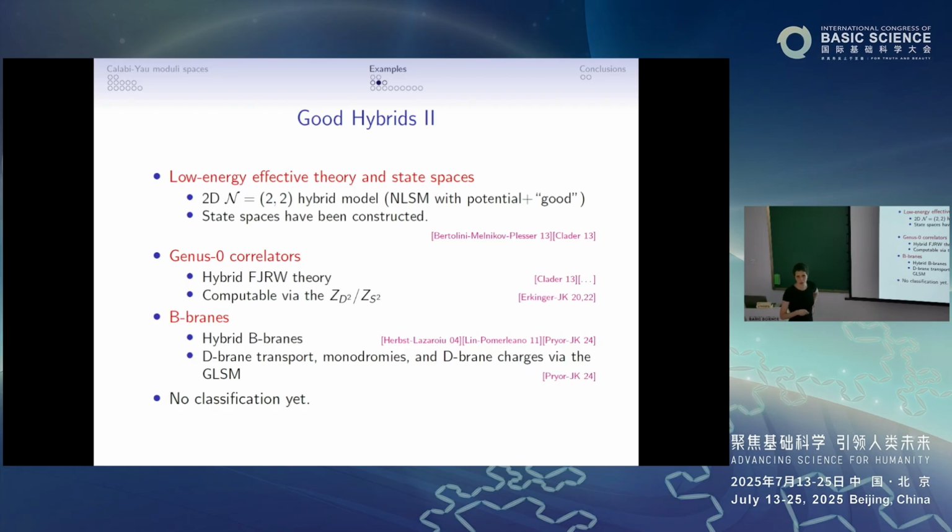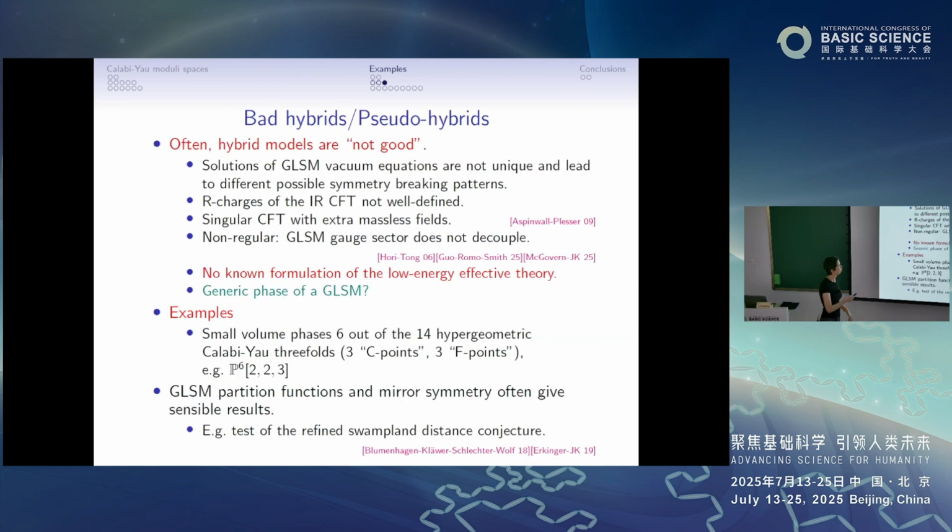What's not known is a classification of these good hybrid models. So we don't know how many good hybrid phases there are, in contrast to what we know about Landau-Ginzburg theories. So I keep talking about good hybrids, and that should already suggest to you that there are hybrids that are not good. So this is where the good news ends. So let's come to the bad news. There's also something called bad hybrids and pseudo-hybrids.